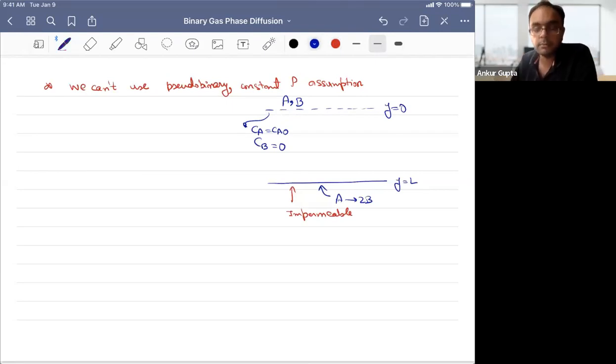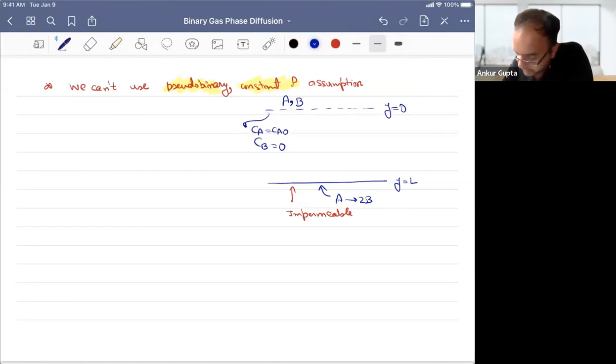So just some context again. This is a binary gas diffusion problem with y equal to 0. We have concentrations of CA being CA naught, CB being 0. As I mentioned in class today, this is a binary gas diffusion problem. There is no solvent, so we cannot use this assumption of pseudo binary and constant rho. That only happens when you have a liquid phase and a solvent. In this case, it's just two gases diffusing.